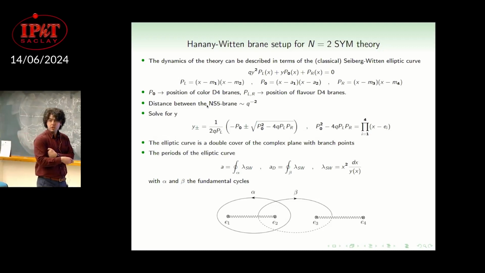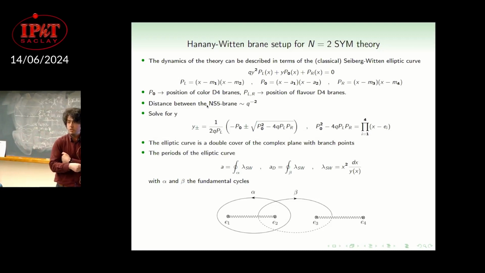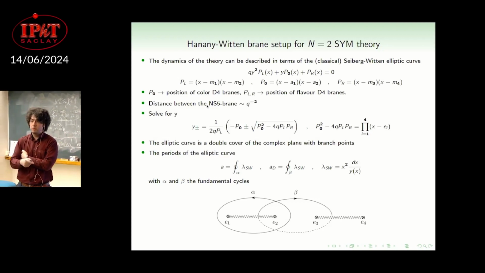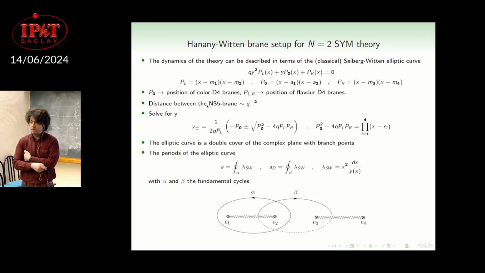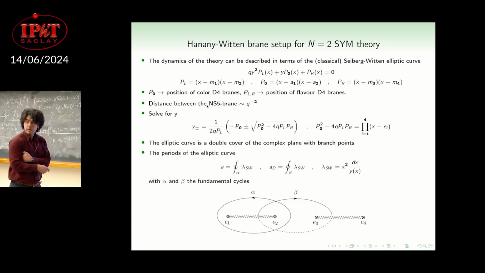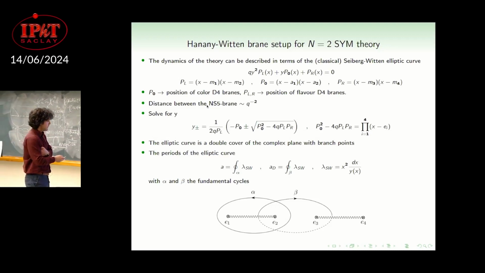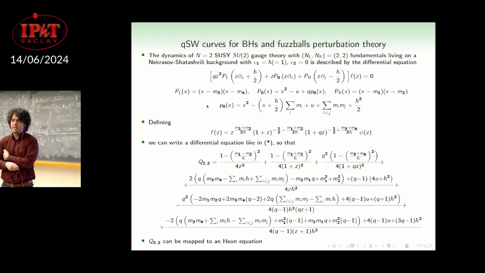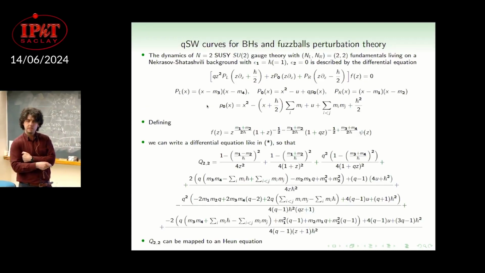So the topology of the complex plane with 2 branch cuts is the topology of the torus. So you can define the 2 inequivalent cycles of the torus, which are these 2, A and A dual. And now let me talk about the quantized version of this story.